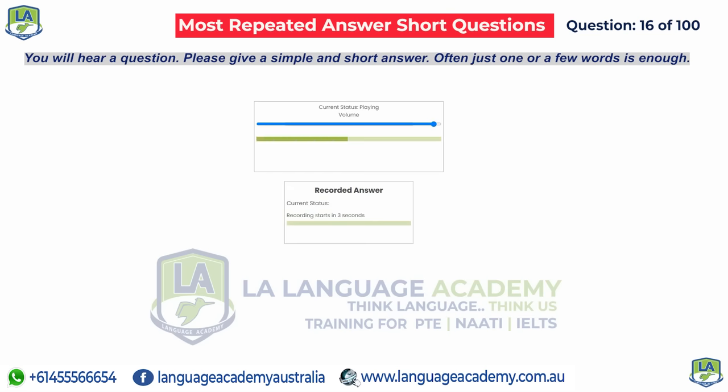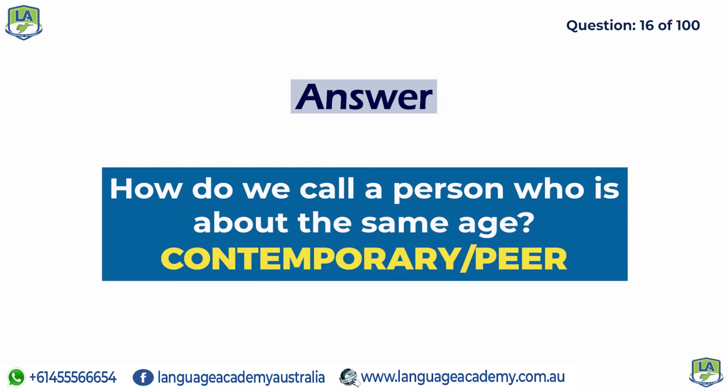How do we call a person who is about the same age? Contemporary, peer.